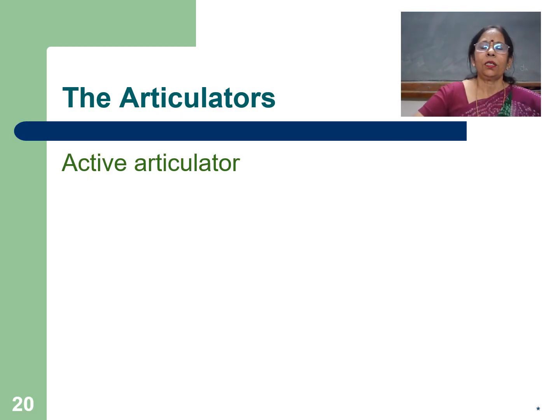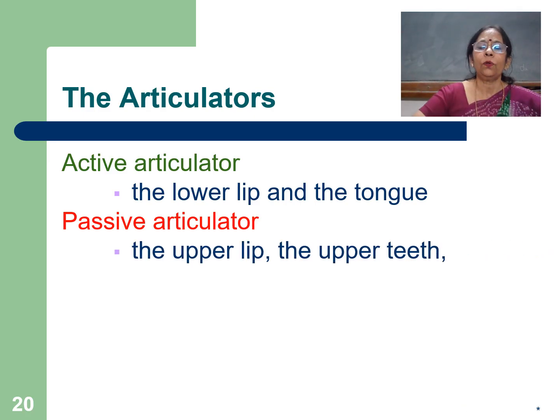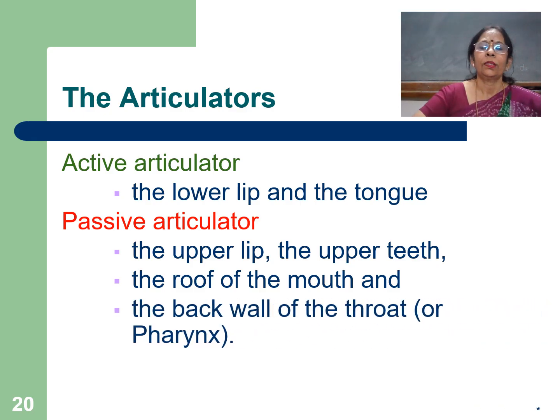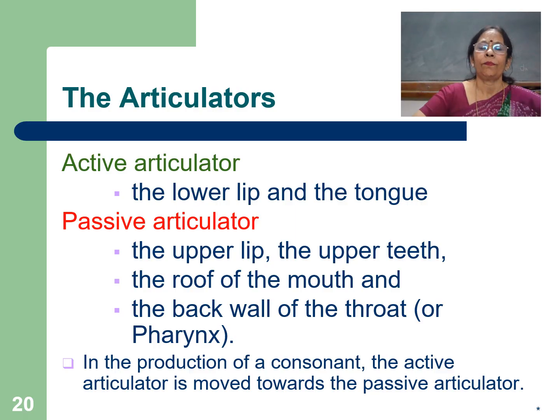The organs of speech required for production of sounds are also known as articulators, as the branch of phonetics which deals with the production of sound is known as articulatory phonetics. So we have the active articulators and the passive articulators. The lower lip and the tongue are the active articulators. The passive articulators are the upper lip, the upper teeth, the roof of the mouth, and the back wall of the throat, which is also known as the pharynx. In the production of the consonant, the active articulator is moved towards the passive articulator.